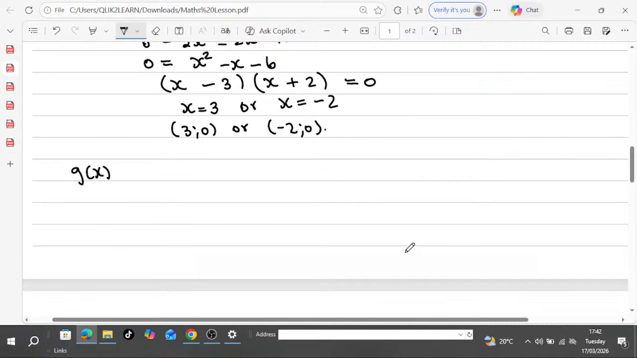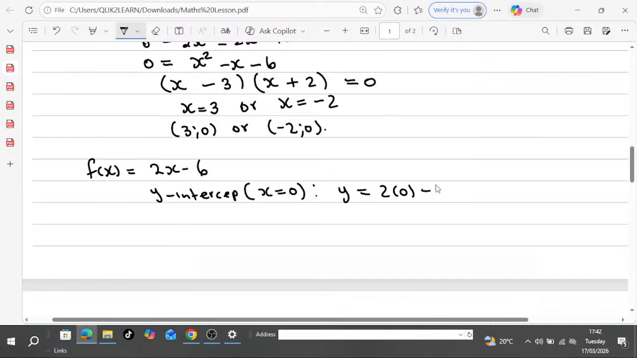No, this is not g. This is f at x. It equals 2x minus 6. So let's first find the y-intercept. How do we find that? By equating x to be 0. So this will give us y is equal to 2 into 0 minus 6. So the y is just negative 6.